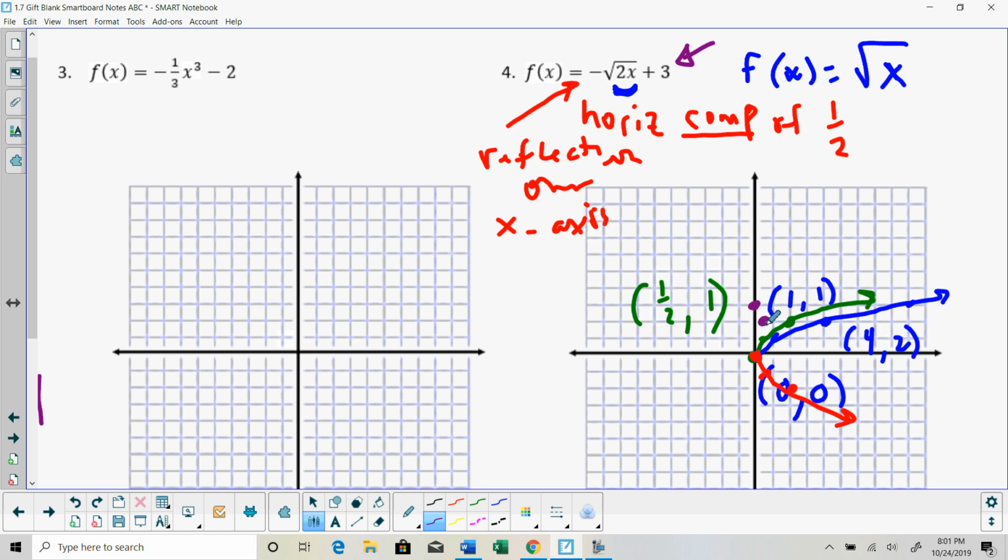This one was at 2, negative 2, so now it's going to end up at 2, negative 1, and so on. So that graph, the final graph, is going to look something like this. There's our final graph. All right.